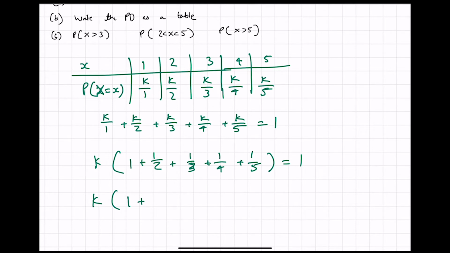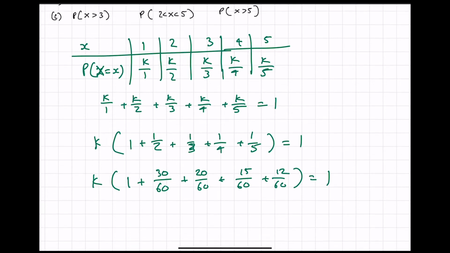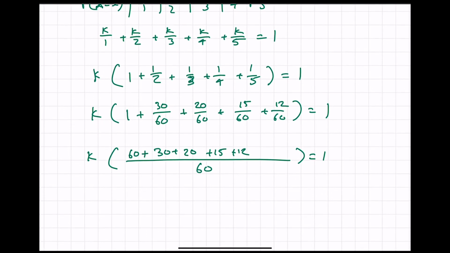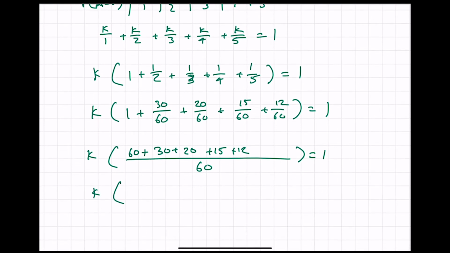So 1 plus, if all of them are over 60, then the answer for this one would be 30, this would be 20, this would be 15, and this would be 12. So now let's add them up. So k times 60 over 60, since I'll just rewrite the 1 as 60 over 60, plus 30, plus 20, plus 15, plus 12 equals 1. It's quite a long question, but let's just carry on. So 60 plus 30 is 90, 110, 125, 137 over 60. Hopefully I've added that correctly.